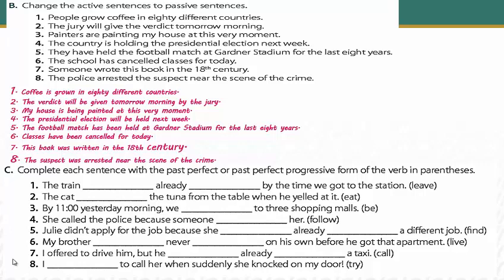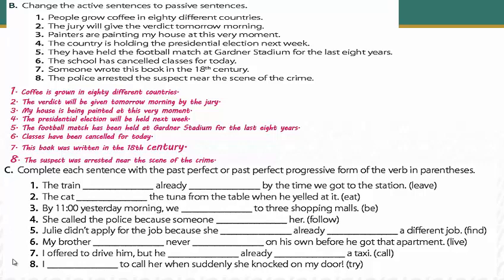But the past perfect progressive is concerned with the duration of time. Something that had been going on before another incident happened. Okay? Something that was in a state of continuing when something else happened.